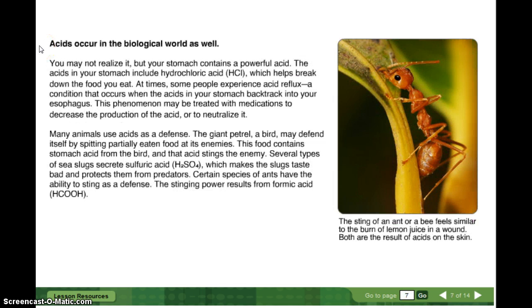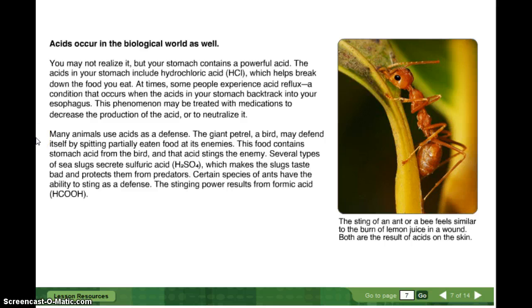Acids occur in the biological world as well. You may not realize it, but your stomach contains a powerful acid. The acids in your stomach include hydrochloric acid, HCl, which is a lowercase l, not an I, and which helps break down the food you eat. At times, some people experience acid reflux, a condition that occurs when the acids in your stomach backtrack into your esophagus. This phenomenon may be treated with medications to decrease the production of acids or to neutralize it.